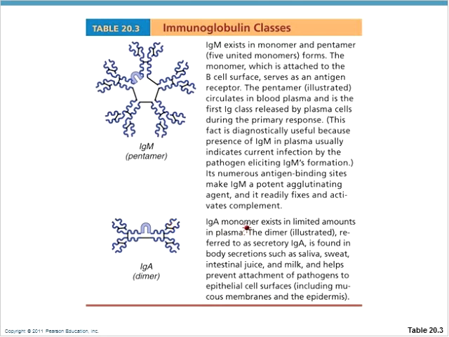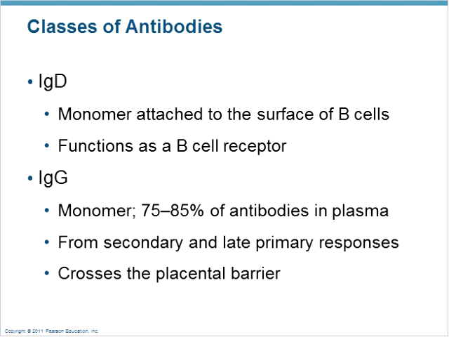With IgA, you see here an IgA monomer, which exists in limited amounts in plasma. The dimer, which is illustrated, is referred to as secretory IgA, and it's located in saliva, sweat, intestinal juice, and milk. It helps prevent the attachment of pathogens to the epithelial cell surface, including mucous membranes and epidermis. So it has a little lesser role, as it were.